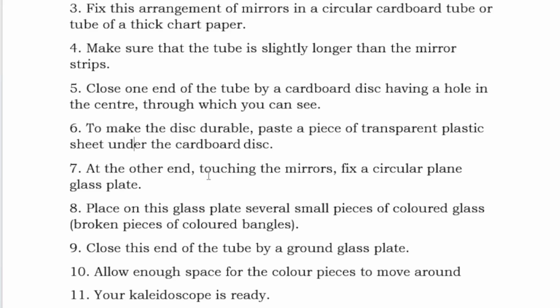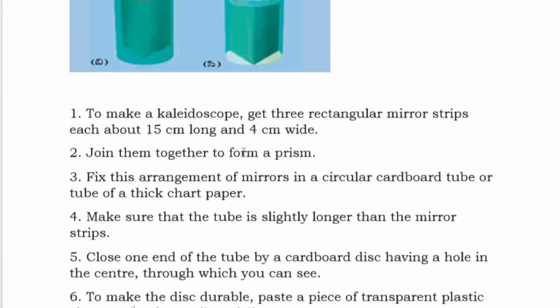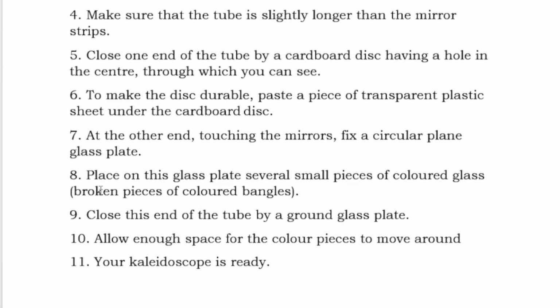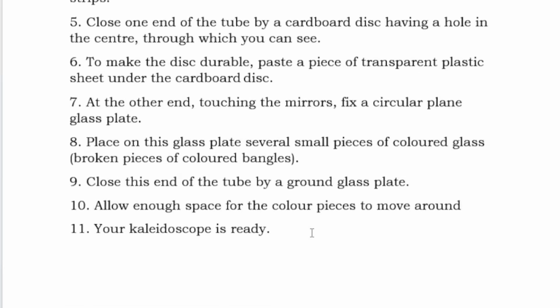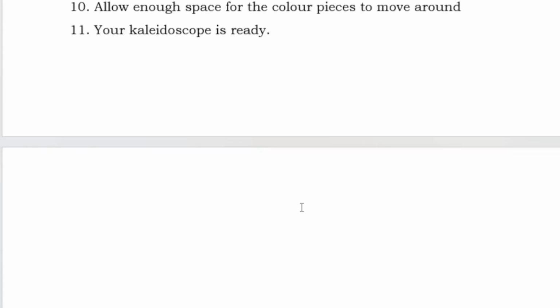At the other end, touching the mirrors, fix a circular plane glass plate. This one. Place on this glass plate several small pieces of colored glass like broken pieces of colored bangles. Close this end of the tube by a glass plate. Allow enough space for the color pieces to move around. Your kaleidoscope is ready.